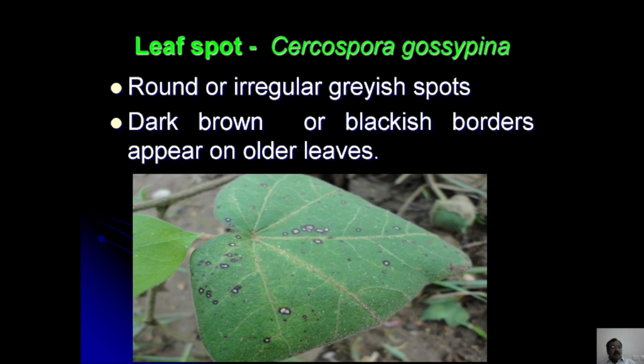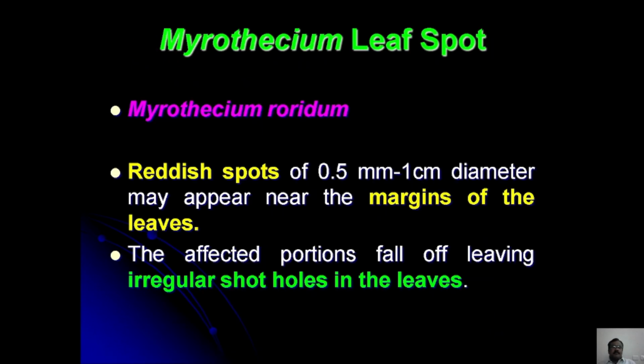And then among some of the minor infections is that caused by Cercospora gossypina, which causes leaf spot disease, which produces round or irregular gray spots with blackish border and gray center.